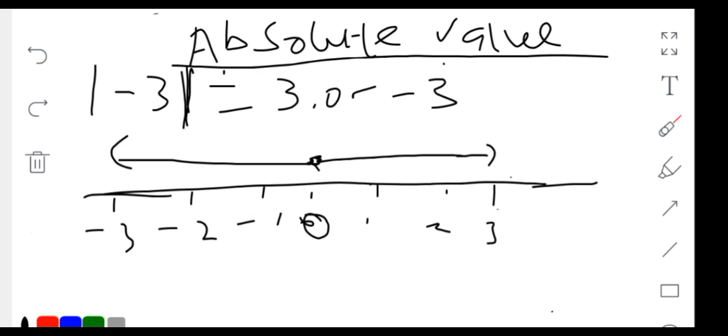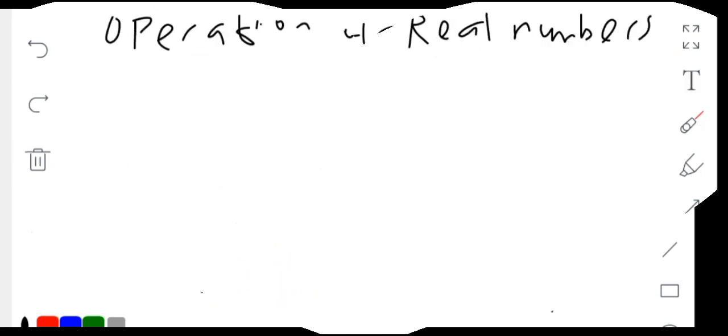But it cannot be two values. Why? We don't have a negative as the answer in absolute value. So that's why our answer is going to be 3. So absolute value of minus 3 on the number line is going to be 3.